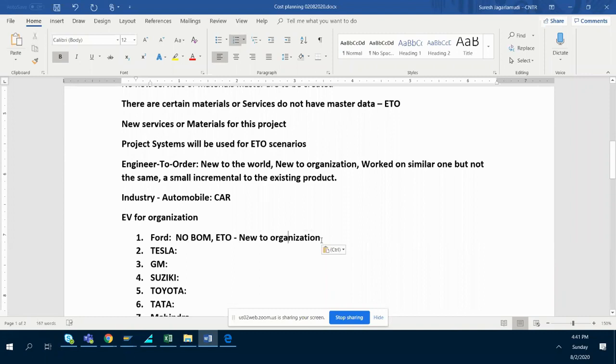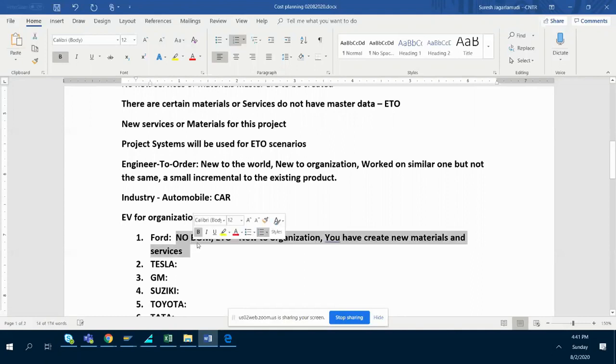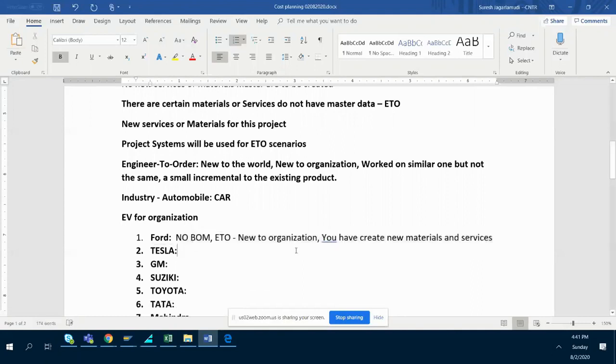If it is new to the organization, do you think that all services and materials already exist in the material masters as master data? No, not. Exactly. So you have to create from scratch new materials and services. We will go from scratch, because we are going to create a new one. Yes, correct. That's what you need to go with. These are all characteristics of this product.